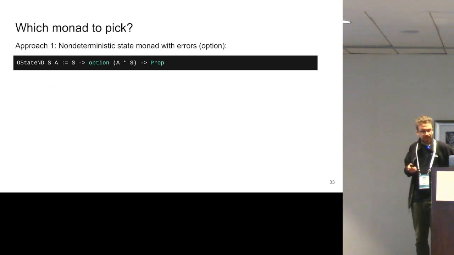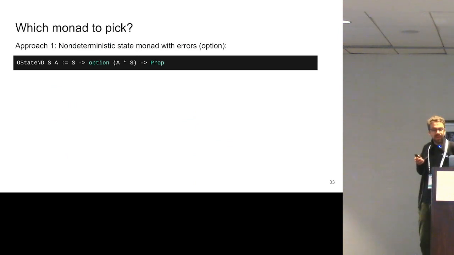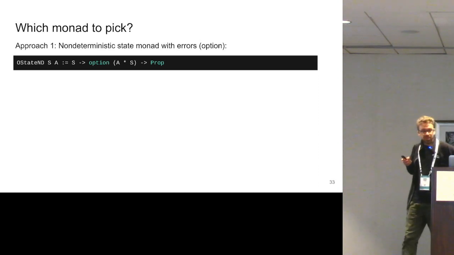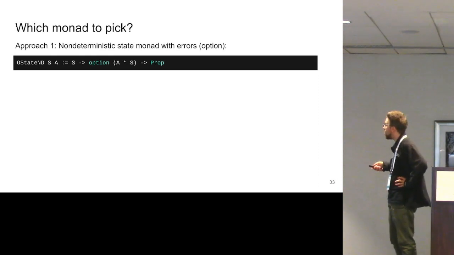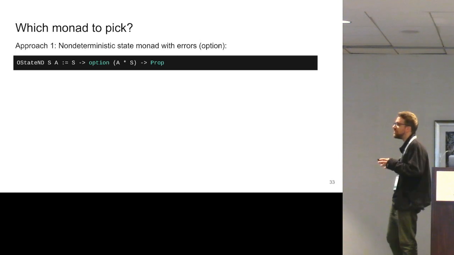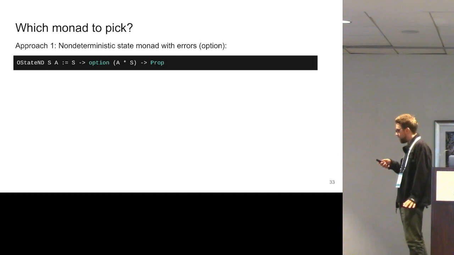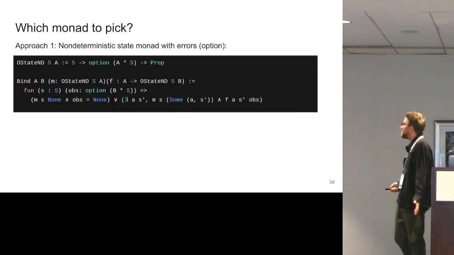Now in Coq, the question arises, which monad should we pick? And the first thing we tried was the non-deterministic state monad with error. So option is for errors, state is state, and the arrow to Prop is non-deterministic. And you can give this type. So S is the initial state, then A is an answer type, S is the new state. And arrow Prop means, basically think of it as a set, which adds the non-determinism. This is the type, so the type itself makes sense.